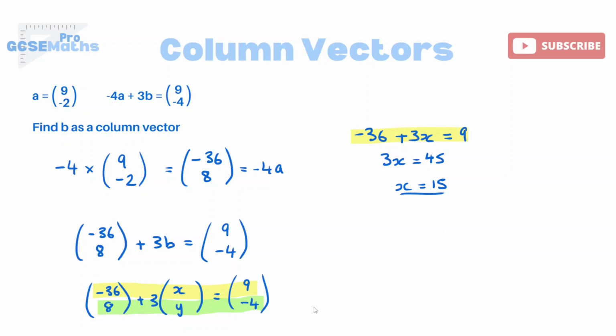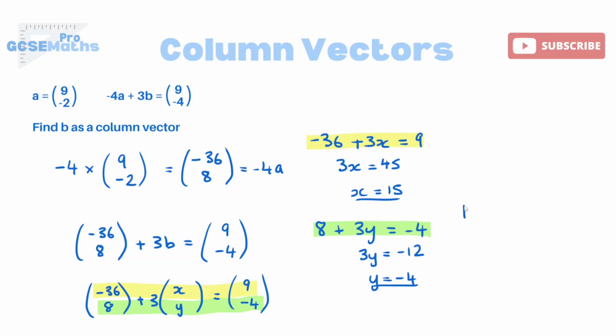And then let's do the same, but for the bottom numbers. So we've got 8 plus 3y this time is minus 4. And now let's just solve this for y. So obviously take away the 8 to move it across, so we get minus 12. 3y is minus 12. Divide by 3 again is minus 4. My column vector b is therefore 15 at the top and minus 4 at the bottom. That's how I would solve this question.